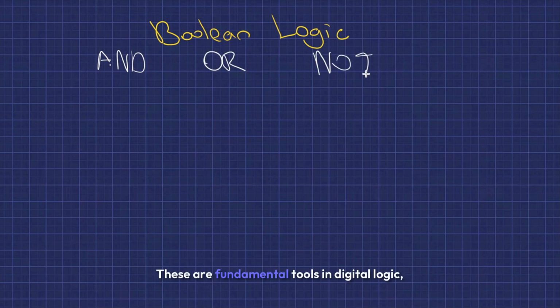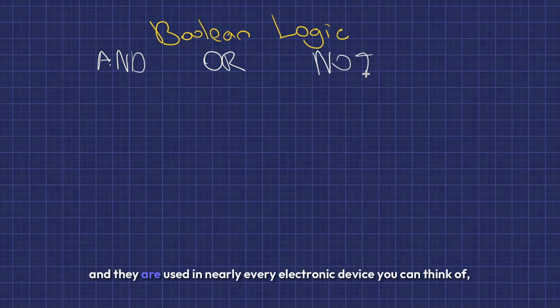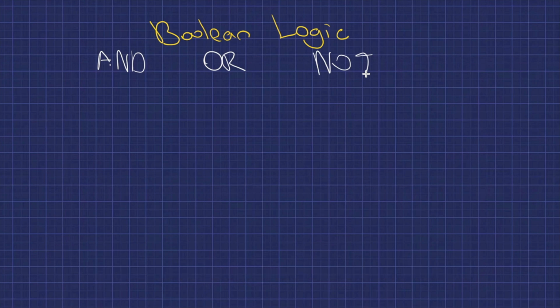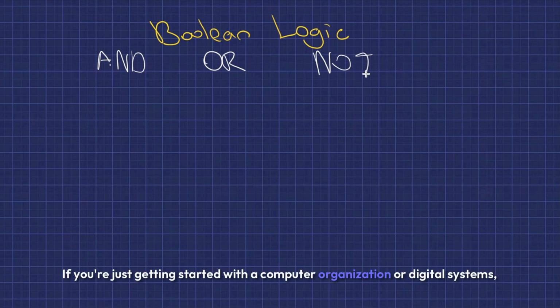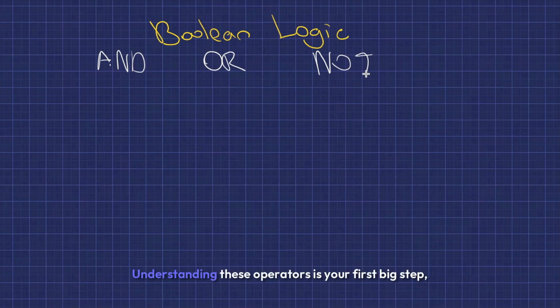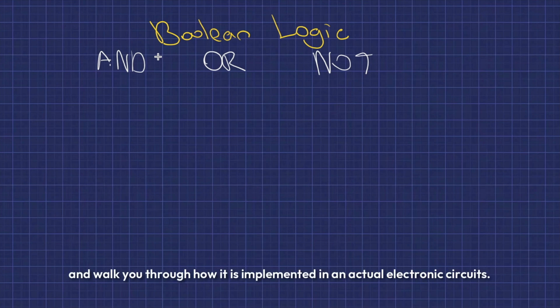In this lecture we are going to explore the basic Boolean operators, the AND, OR, and NOT. These are fundamental tools in digital logic, and they are used in nearly every electronic device you can think of, from computers and smartphones to microwaves and traffic lights. If you're just getting started with computer organization or digital systems, understanding these operators is your first big step, and I will take you through each concept, explain how it works, show you the symbols, provide truth tables, and walk you through how it is implemented in actual electronic circuits.